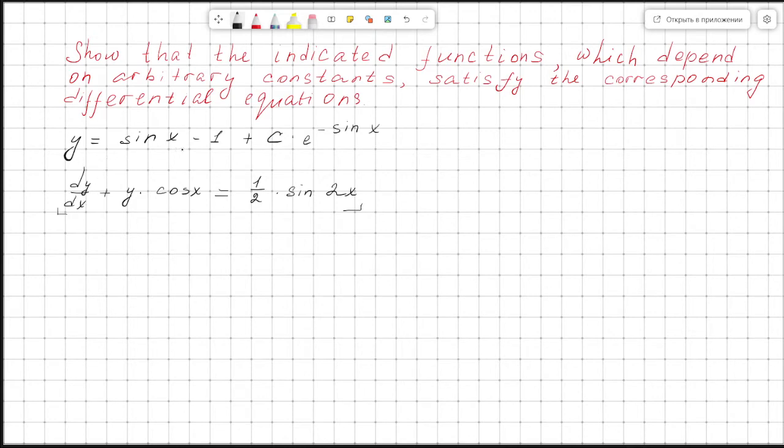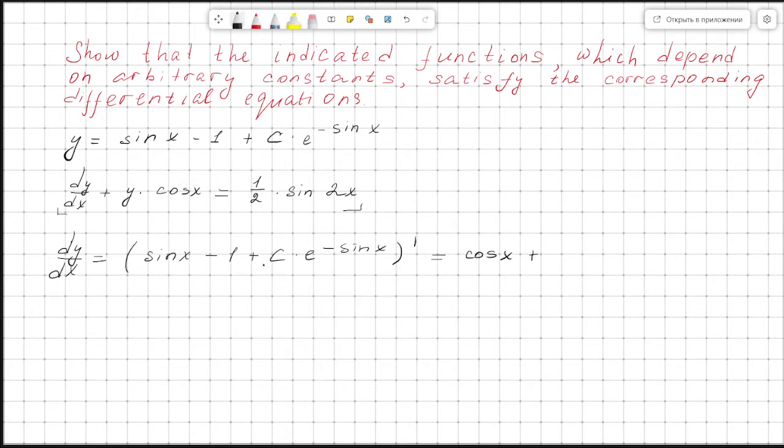If y is sine of x minus 1 plus c times e to the power of minus sine of x, dy over dx, it means y prime derivative of y, is derivative of this expression that equals our y. We know that derivative of sine of x is cosine of x. Write down cosine of x. Then derivative of constant minus 1, as derivative of any constant equals 0.